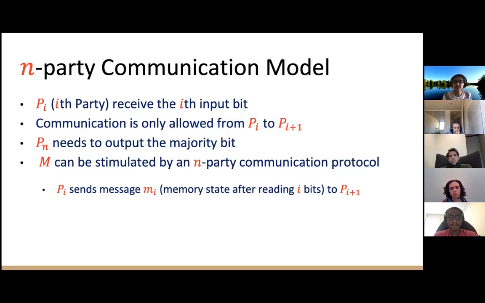And it is easy to see just by how I described the n-party communication model that any streaming algorithm M can be simulated by an n-party communication protocol. So the party Pi sends message Mi, which is the memory state of the streaming algorithm M after reading i bits, to Pi plus 1. And knowing the memory state Mi minus 1 and its input bit, it is able to compute Mi. And thus it's a valid communication protocol.